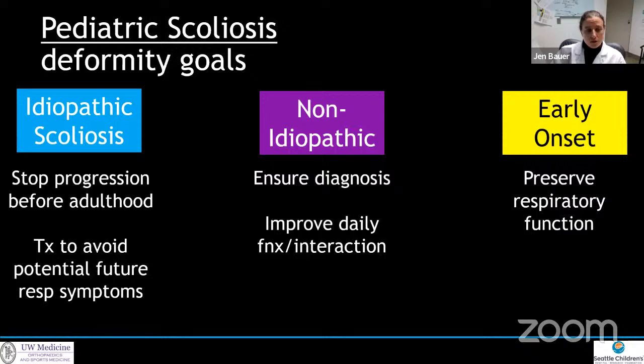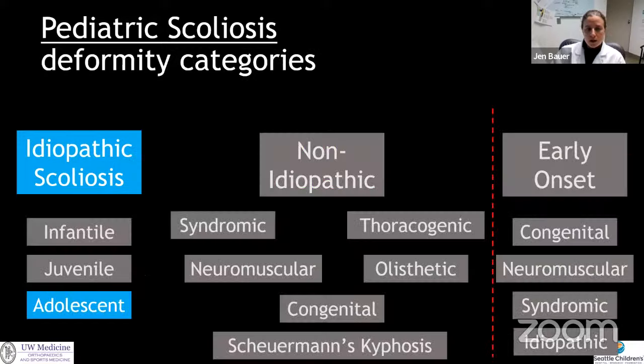Then again, you're going to hear this commonly, this need for pulmonary protection. It's never more important than in the early onset patients. So there you're really trying to think again about their respiratory function. So today we're really just going to be focusing on adolescent idiopathic scoliosis.